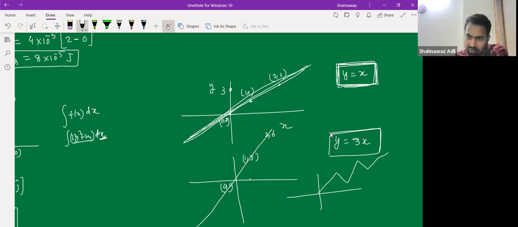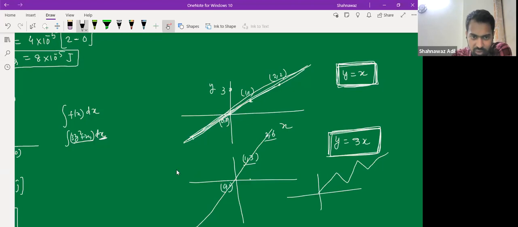But y would be 3x, right? Because if I put x equals 0, y is 0. If I put x equals 1, y is 3. If I put x equals 2, y is 6. So this is represented by this equation, right? Now for this equation, y equals x.